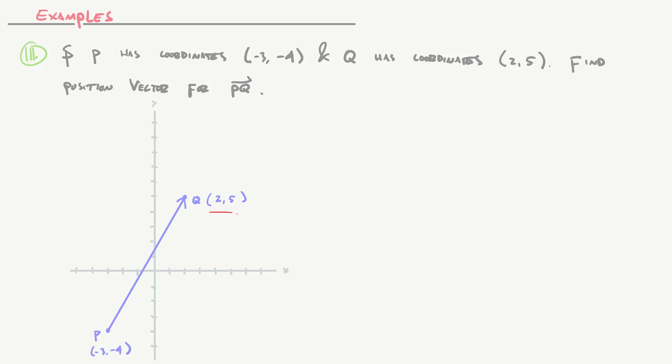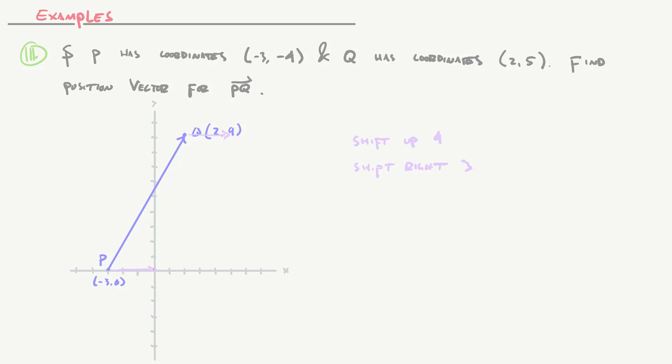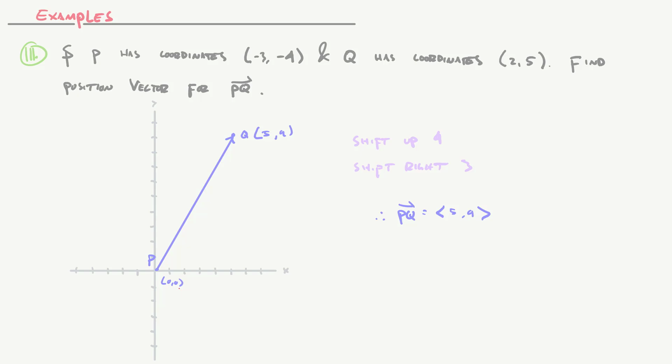There's a couple ways to do this. When the numbers are this small, I think it's fair enough to just shift it in such a way that you get P to be coincident with the point 0, 0. In this case, it means you can go up 4 units. So I did that. And then I noticed, oh, okay, now I need to go 3 to the right. So I did that. And I just added what I was shifting to the coordinates here to get P to be 0, 0, and it happened to be that Q is 5, 9, so then the position vector is 5, 9.